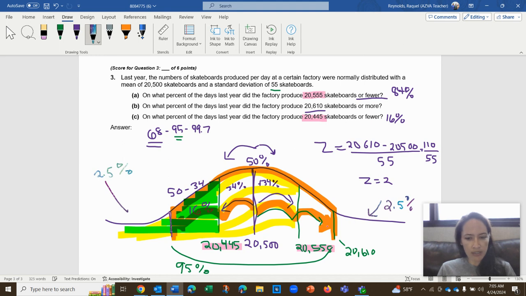So now we're done, because now the question is asking us about this area. 20,610 skateboards or more. So they want this tiny tail above 2 standard deviations. They want to know what percent of days did our factory crush it. We were producing skateboards like crazy people. Only 2.5% of the days did they have an excellent overproduction of skateboards.